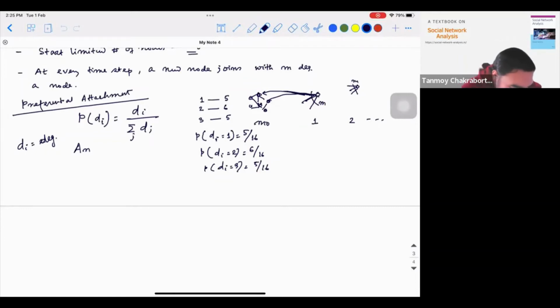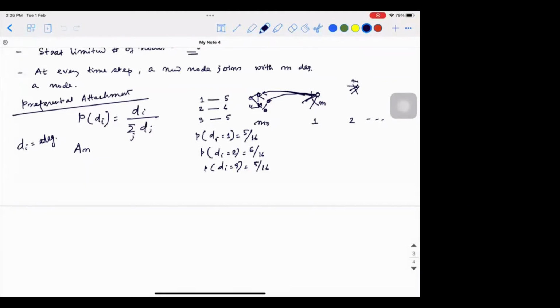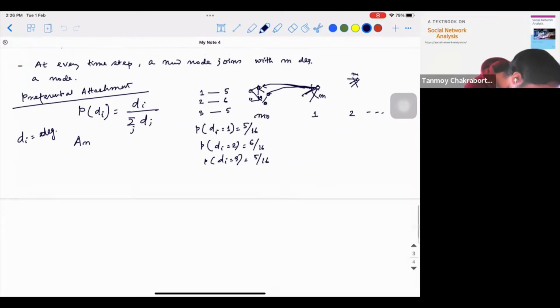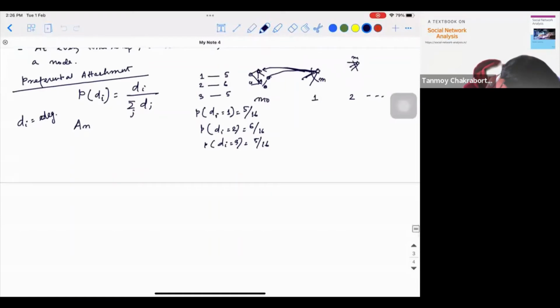So this is called the rich gets richer principle, meaning that here the rich node is the node with high degree, right? And poor nodes are the nodes with smaller degree, right? Since this always prefers higher degree nodes, it is highly likely that the rich will get richer and the poor will get poorer. Okay, now let's look at different properties of this particular model.